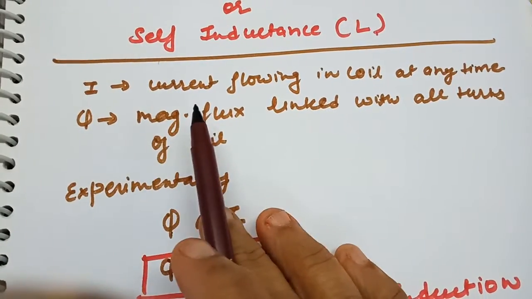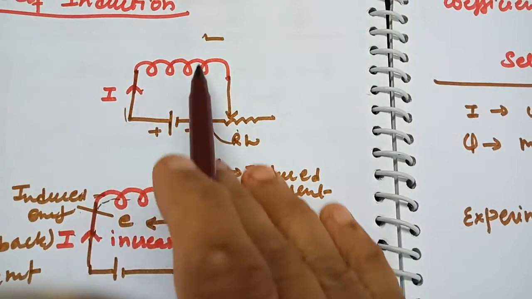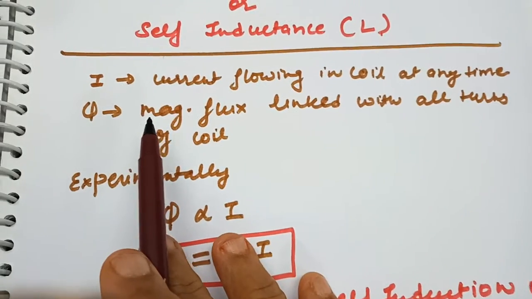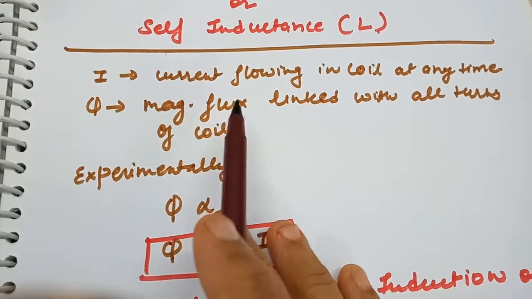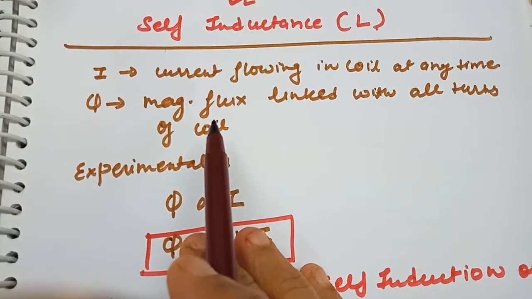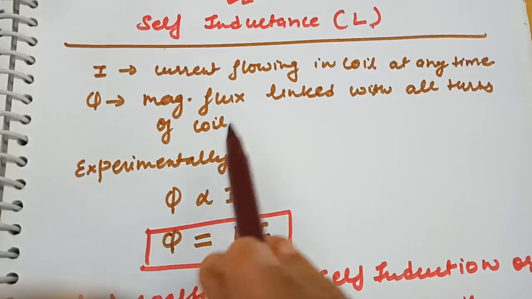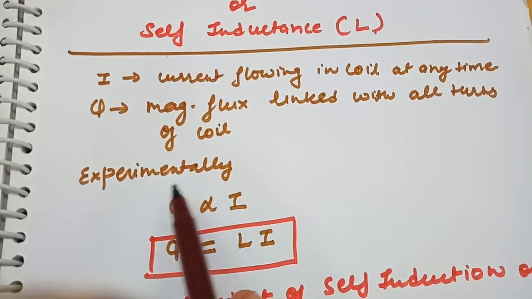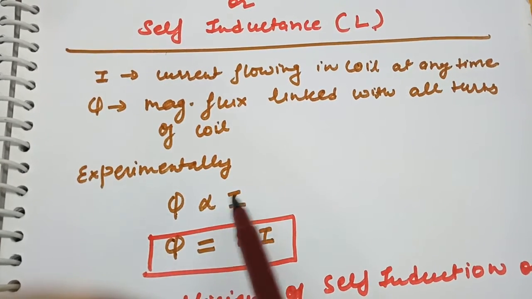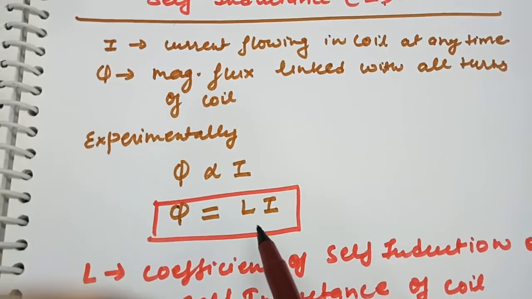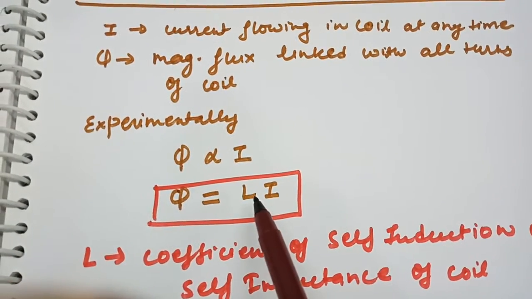Suppose this is the current I flowing in the coil at any time, and due to this current the flux gets linked with the coil at that particular time. So phi is the magnetic flux linked with all turns of the coil. Experimentally it was found that if you increase the value of I, the magnetic flux also increases. It means phi and I are directly proportional to each other. When you remove this proportionality sign, a constant comes in the expression, which is called L.